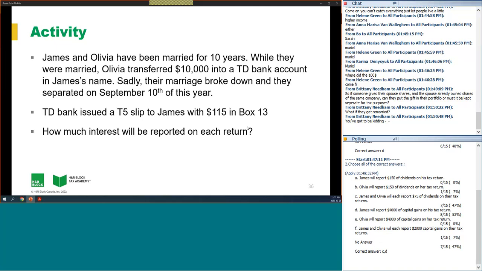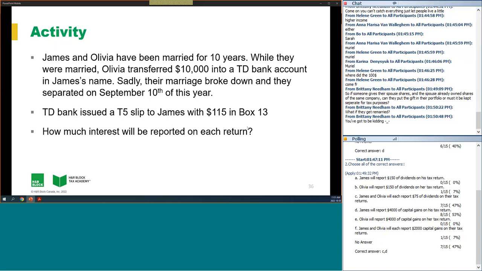He's the only person who's going to get a tax slip for it. Their marriage broke down. They separated on September 10th. James now has a T5 slip with interest income. How much interest will be reported on each return?